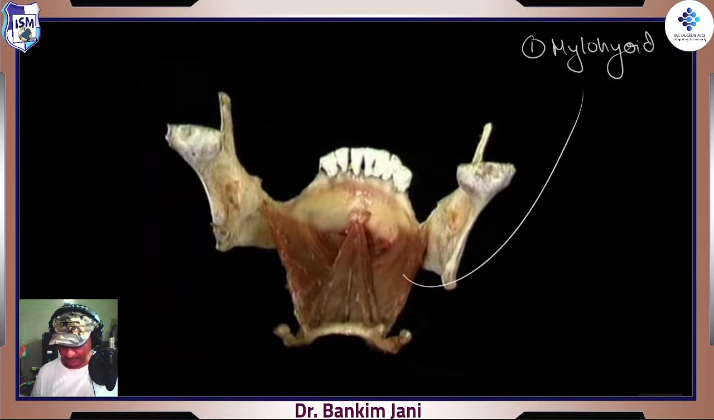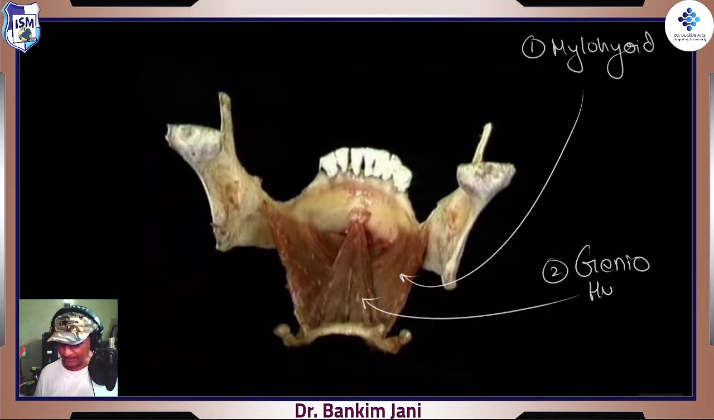So the first muscle was Mylohyoid, this one, and the second muscle which is coming up over here is Geniohyoid. Right? Everywhere that hyoid name is going to come. So this is Geniohyoid. This Geniohyoid is this. That one is Geniohyoid.